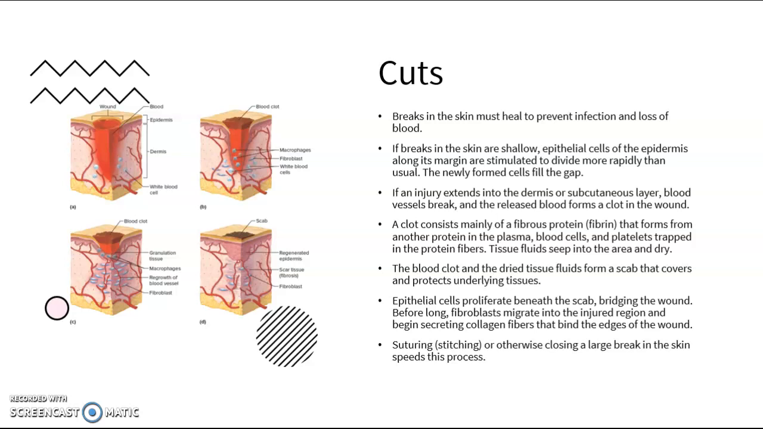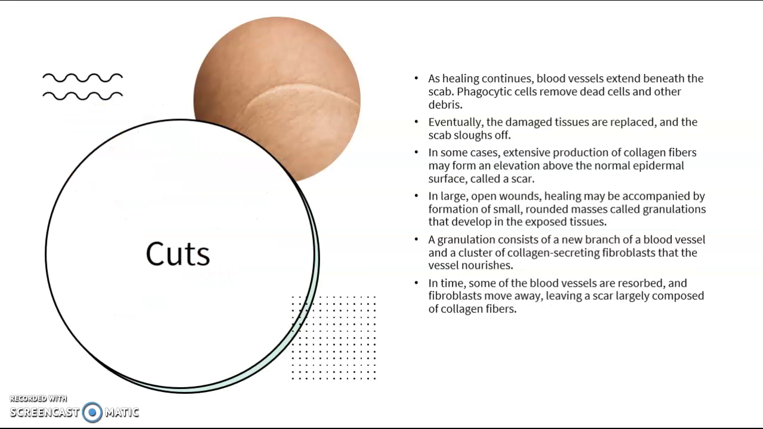Before long, fibroblasts migrate into the injured region and begin secreting collagen fibers that bind the edges of the wound. Suturing or stitching, or otherwise closing a large break in the skin, helps speed up the process of healing the wound. It's usually used if the wound is severe. As healing continues, blood vessels extend beneath the scab. Eventually, the damaged tissues are replaced and the scab sloughs off, or just falls off over time. In some cases, extensive production of collagen fibers may form an elevation above the normal epidermal surface called a scar.